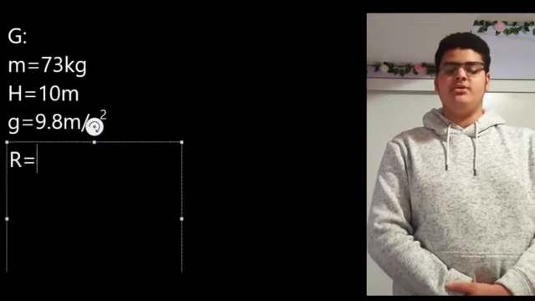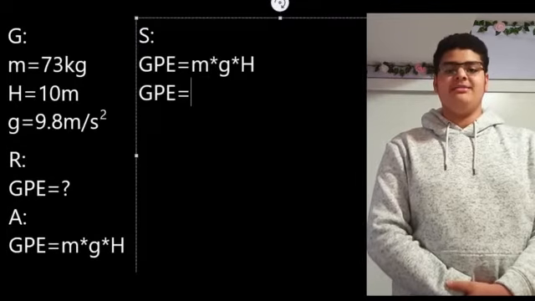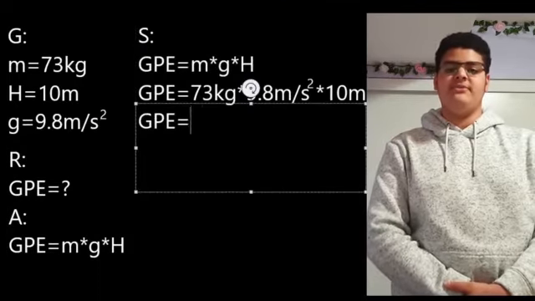Once you input the data into the formula, potential energy equals mass times gravity times height, you'll find that David Boudier has a potential energy of 7,154 joules.